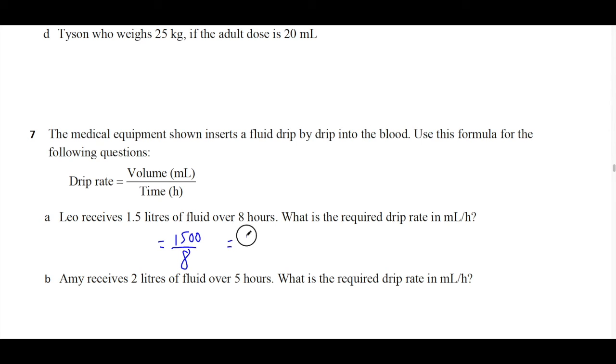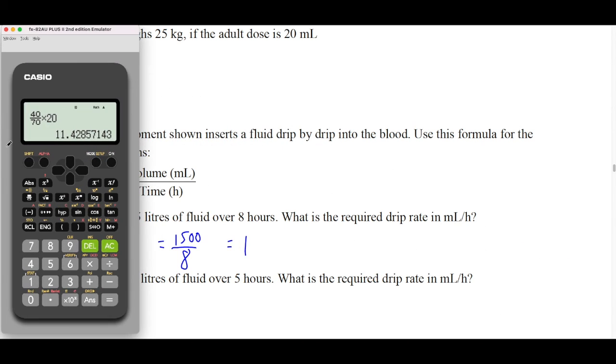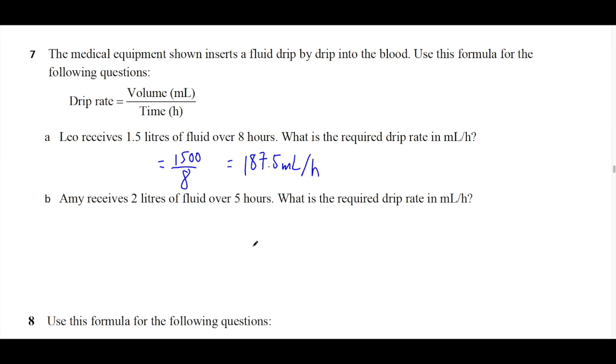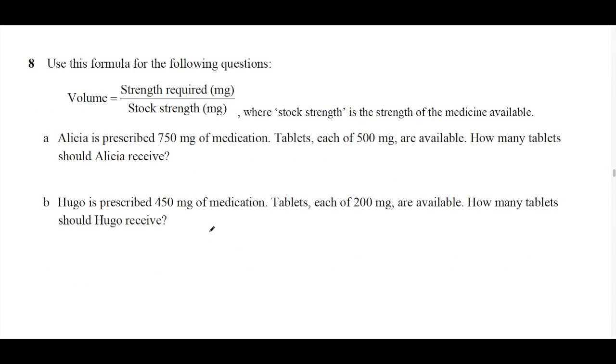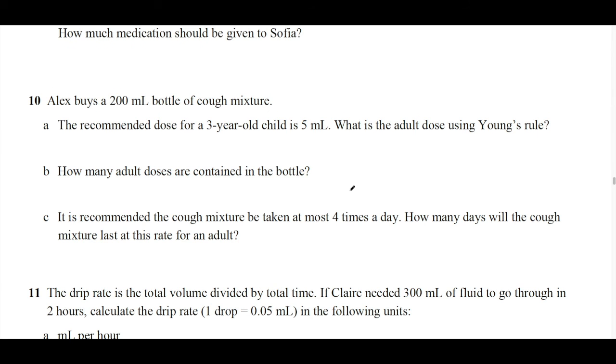I've got to use my calculator for this as well. 1,500 divided by 8 equals what? 187.5 milliliters per hour. So that's pretty straightforward. This is the same kind of question. Alright, so I'm not going to go through all of these questions. They're pretty simple on how to do them.